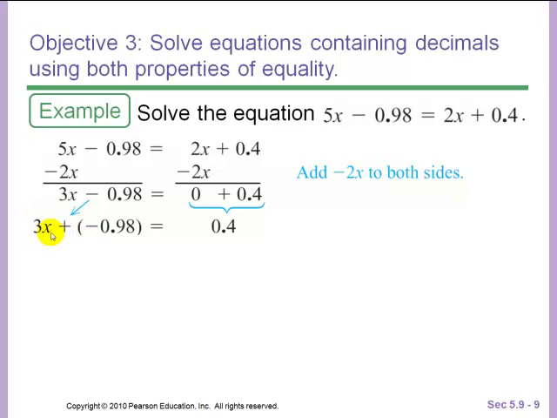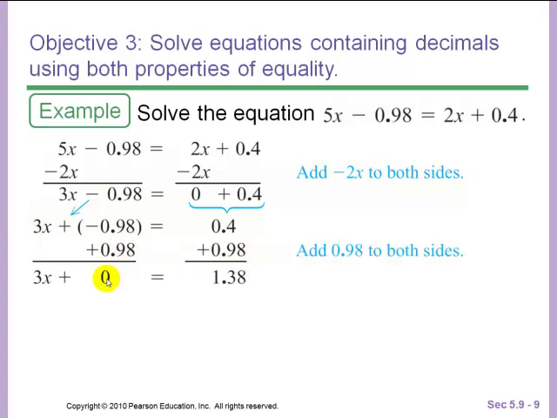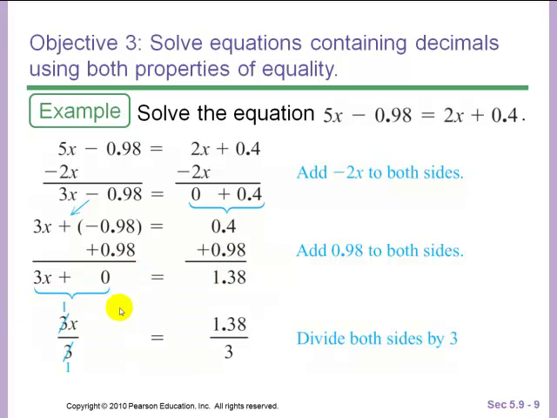Now we have to get this 3x isolated, so I'm going to add 0.98 to both sides. This is going to cancel and give us 0, and 0.4 plus 0.98 is 1.38. And then recall that 3x plus 0 is simply 3x, and then we're going to get the x to have a coefficient of 1 by dividing both sides by 3, and we get x is 0.46.